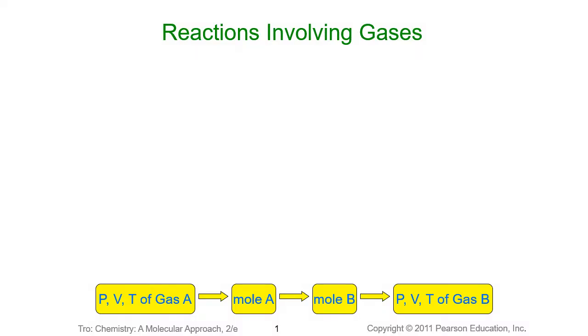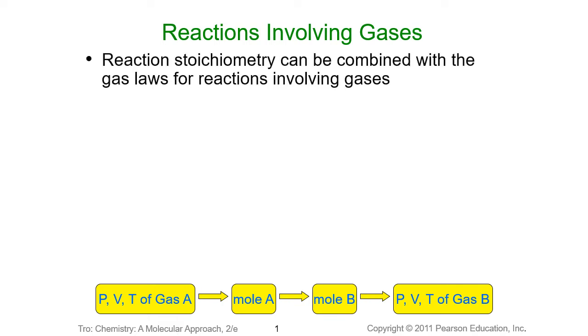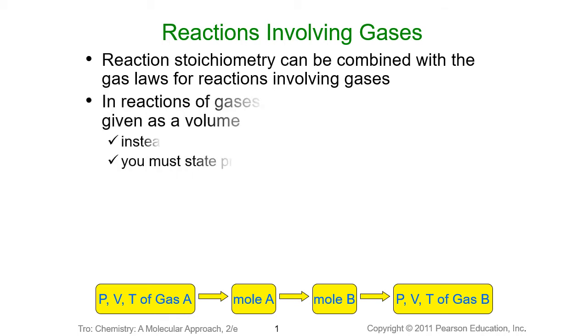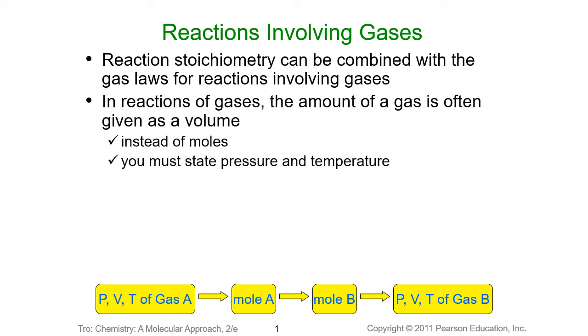We now, using the ideal gas equation, can find moles of a gas. This allows us to look at reaction stoichiometry and, using the ideal gas law, convert to moles of a gas. Quite frequently, when we have reactions, the amount of gas is given as a volume. So in that case, we also have to have the pressure and the temperature in order to determine the number of moles.